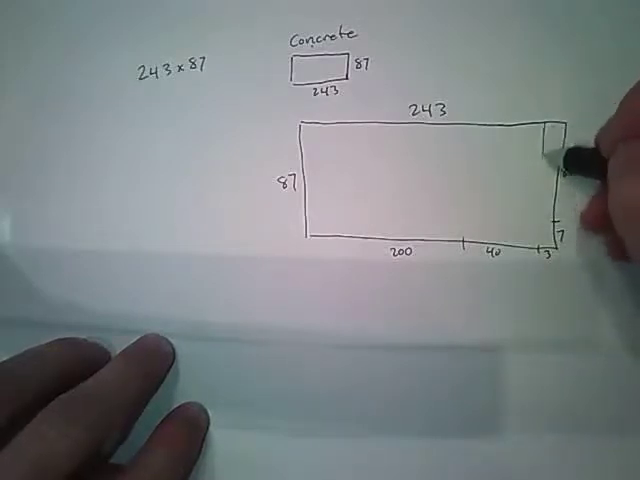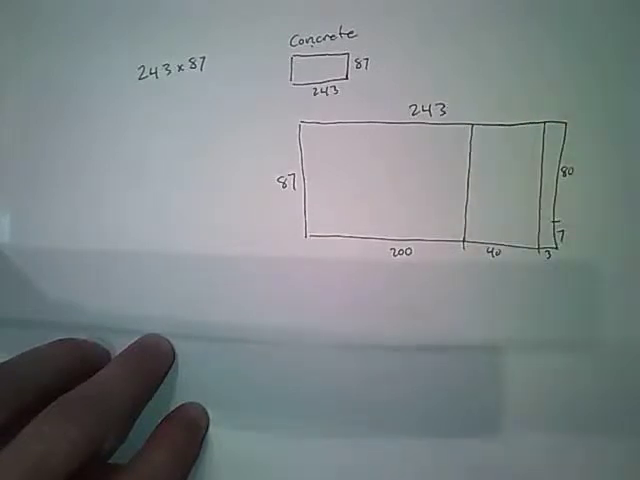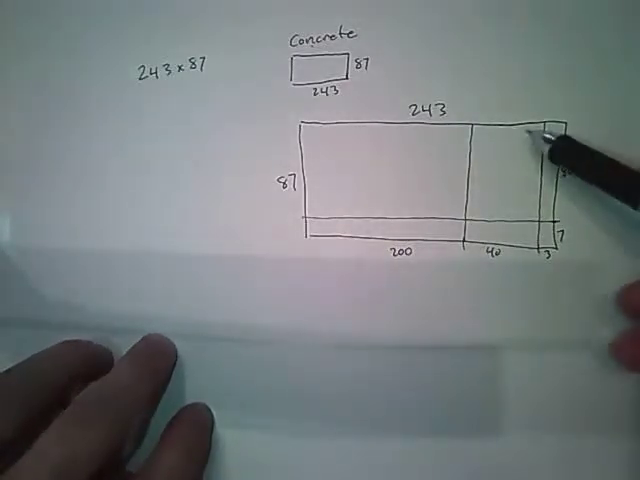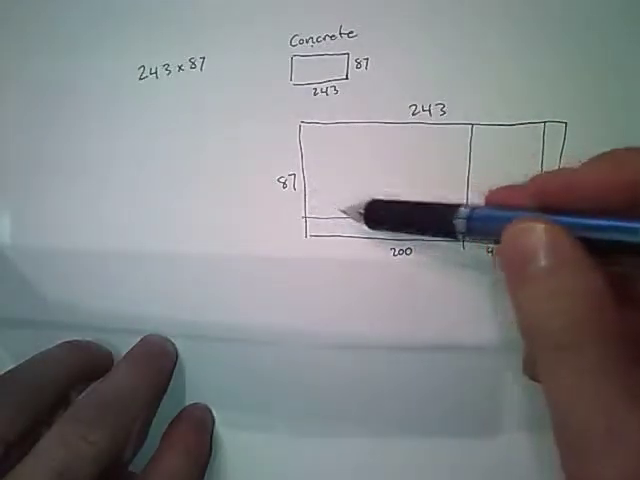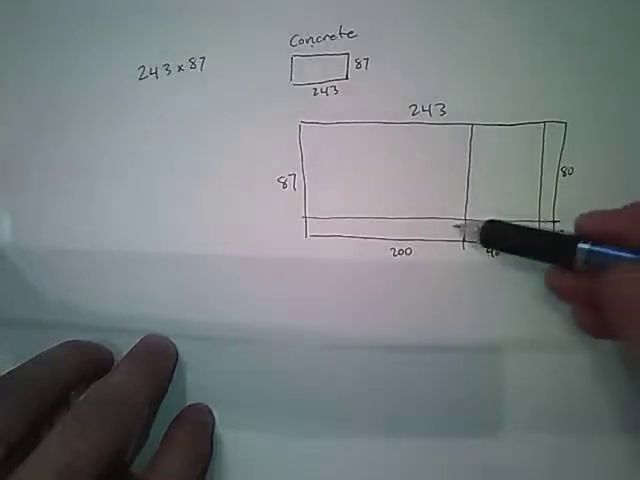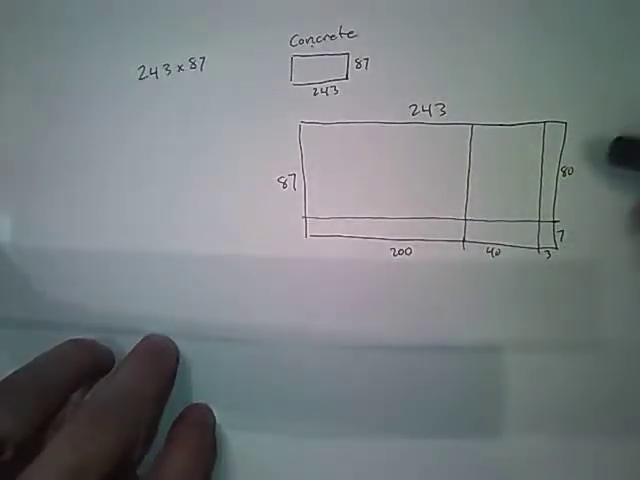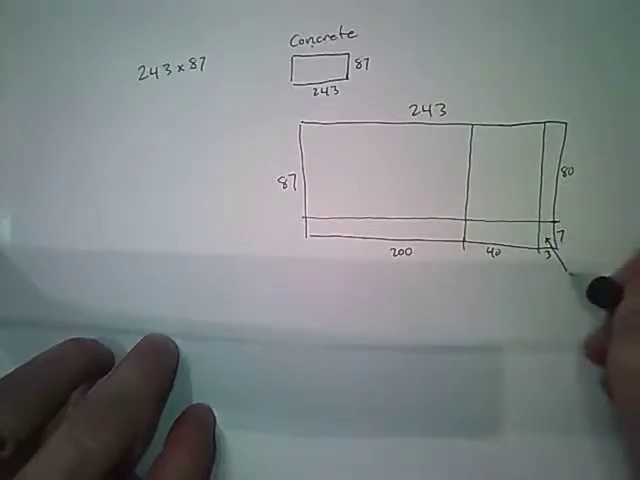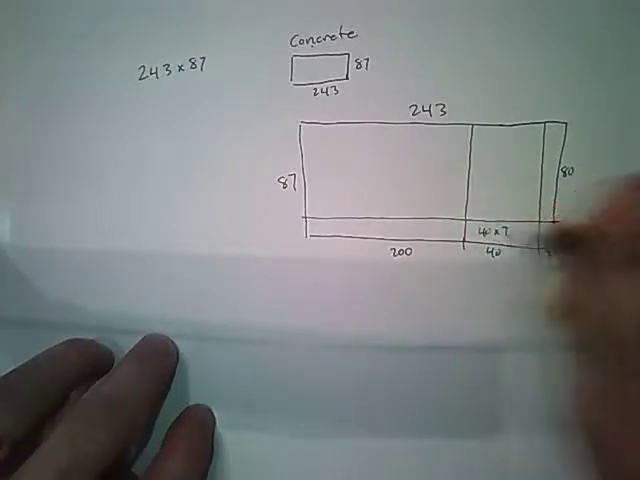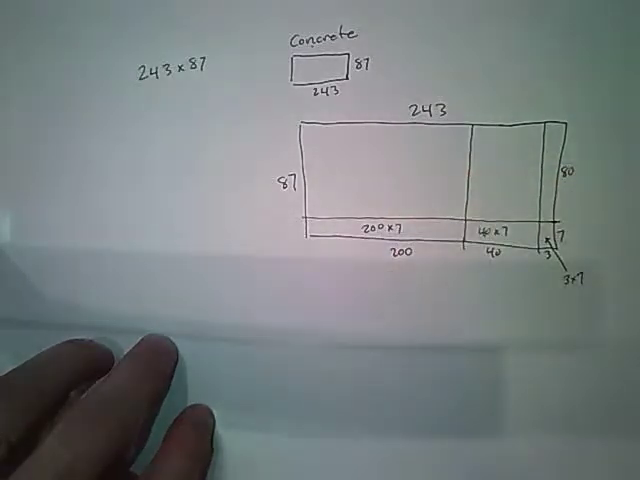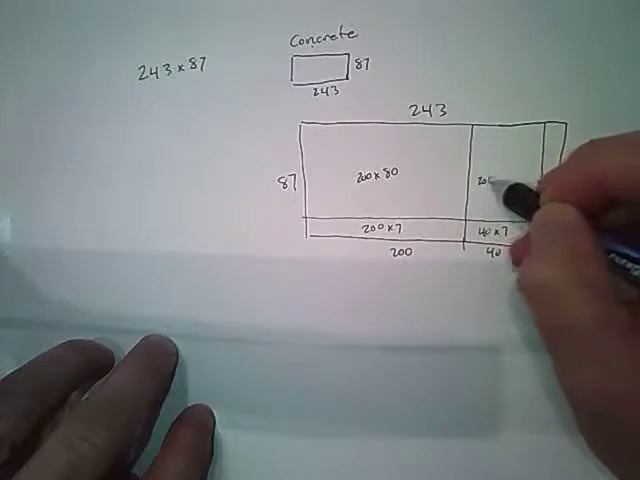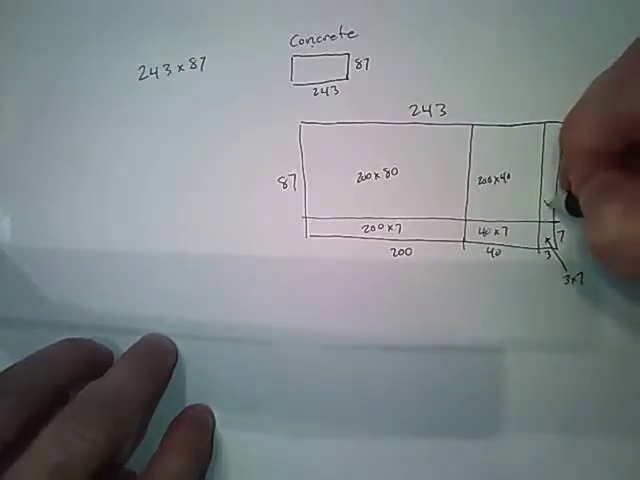All right, now if I continue these distances, notice I've subdivided this big rectangle into sub rectangles: one, two, three, four, five, six partial areas that, put together, make up the whole thing. The area here is going to be 3 times 7. The area here is 40 times 7. The area here is 200 times 7. The area here is 200 times 80. The area here is 200 times 40.